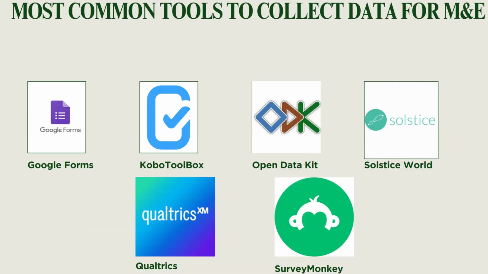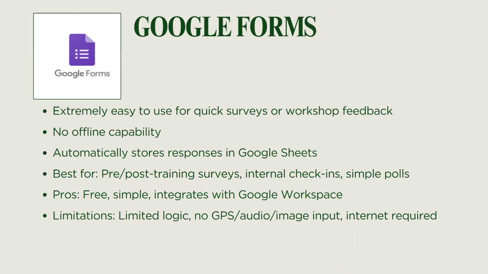But I'm going to talk about them because they are most likely used in the field of nonprofit because they are much easier to use. And first off is the Google Form. Google Form is one of the easiest tools that you can use for quick data collection. It is really great for things like pre and post training surveys. I would also say maybe for internal check-ins or sample polls as well.